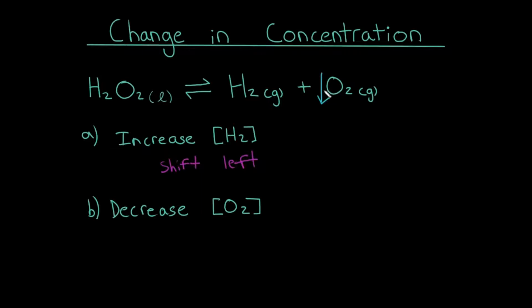Then the equilibrium compensates for this and increases the amount of product being produced. So it increases the concentration of O2, and so it has to decrease the concentration of reactant being produced. So we decrease the concentration of O2 here, so the equilibrium has to shift to the right to compensate for this decrease in the products. So we can say that it shifted to the right instead of the left this time.